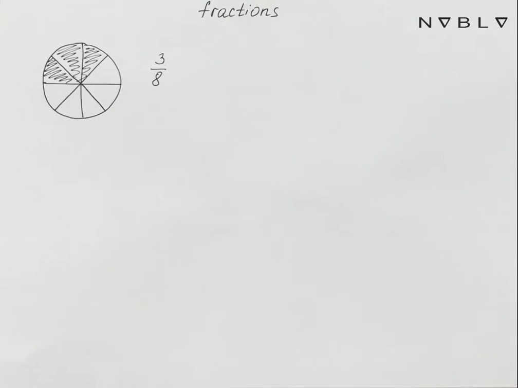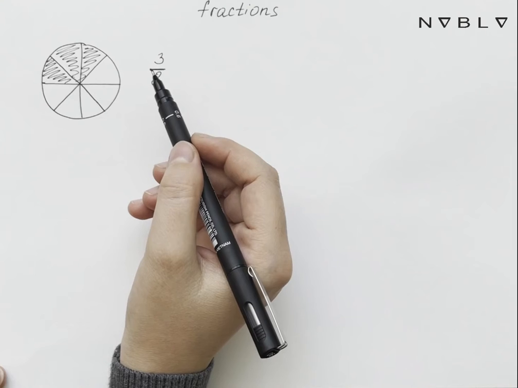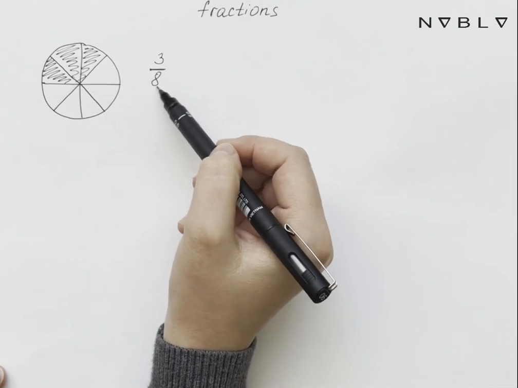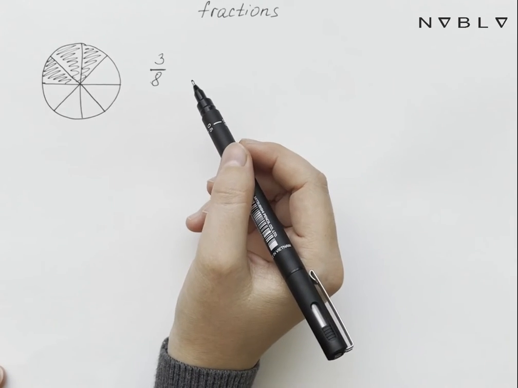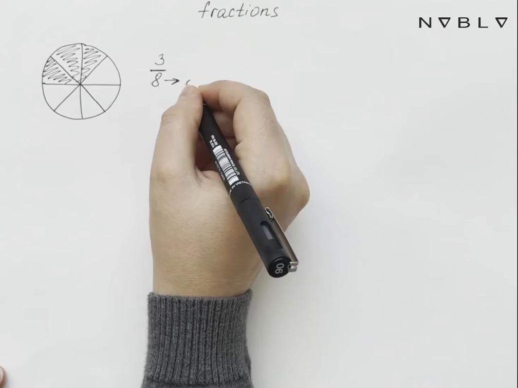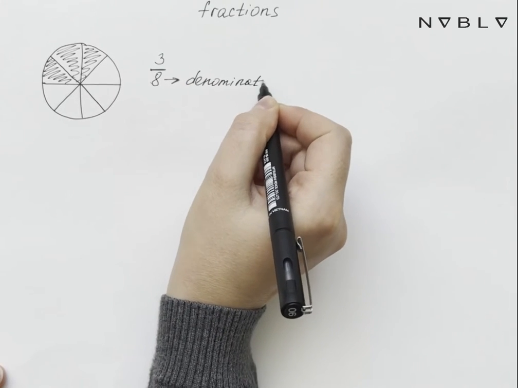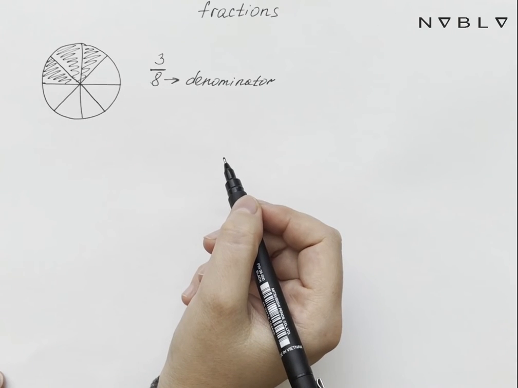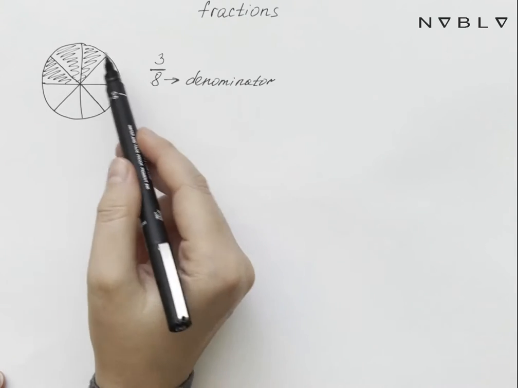3/8. This is an ordinary fraction. It's recorded over the line. The line separates the two numbers, the top and the bottom. The bottom number of a fraction is called the denominator. The denominator tells us how many parts the whole is divided into.